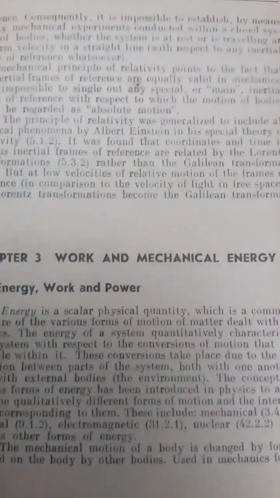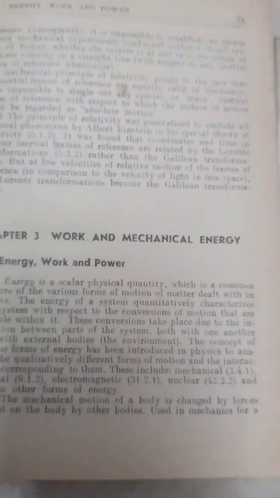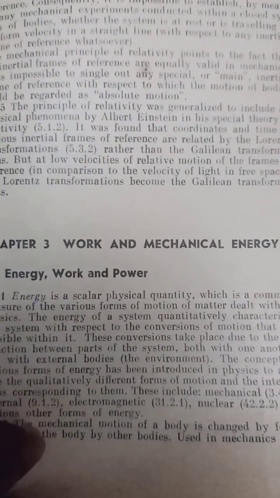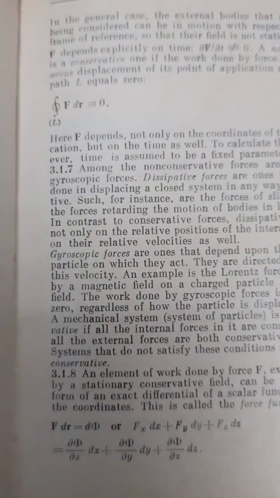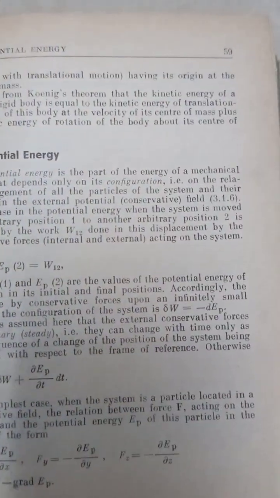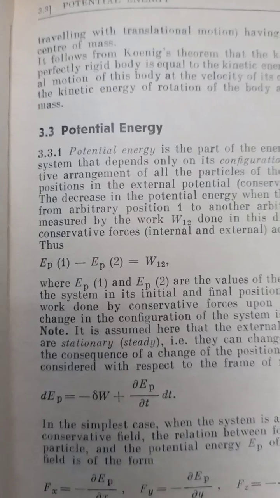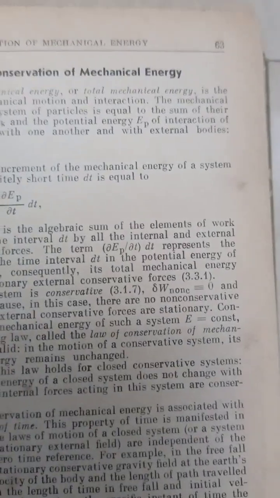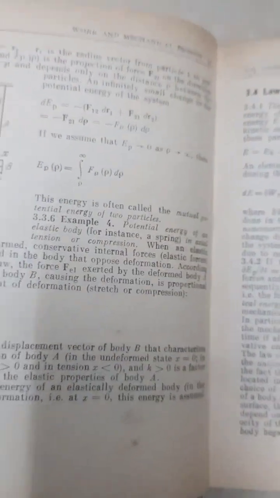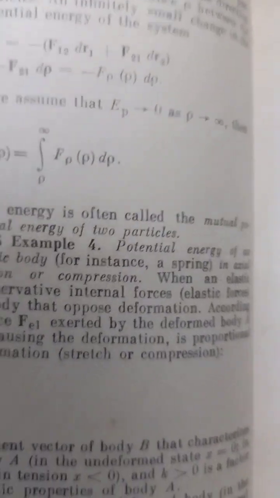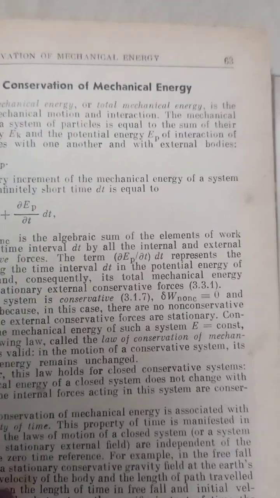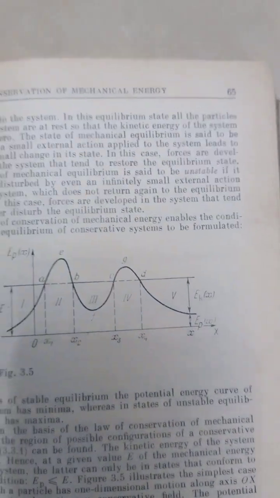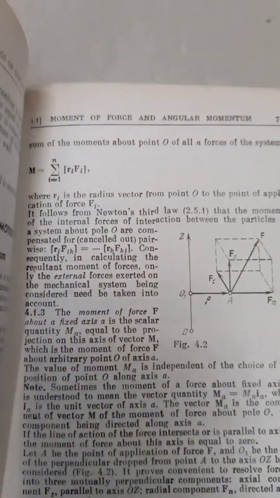Then we come to chapter number 3, that is work and mechanical energy. Here it talks about the concept of energy, work and power, and work done and potential energy. Quite an interesting book, and it covers the whole of physics in 600 pages. That means just reading the 600 pages you are going to get thorough knowledge of physics.